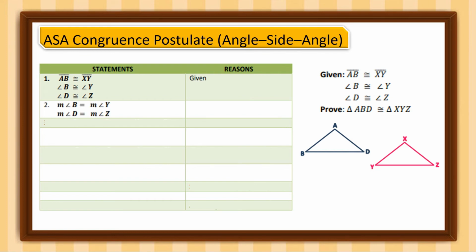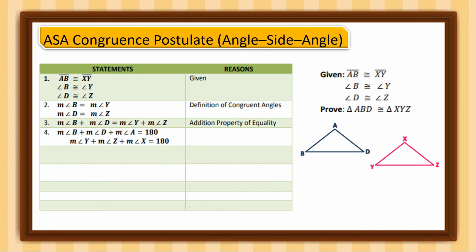Next is the measure of angle B is equal to the measure of angle Y, and the measure of angle D is equal to the measure of angle Z, and it is the definition of congruent angles. Next is the measure of angle B plus the measure of angle D is equal to the measure of angle Y plus the measure of angle Z, and it is the addition property of equality.